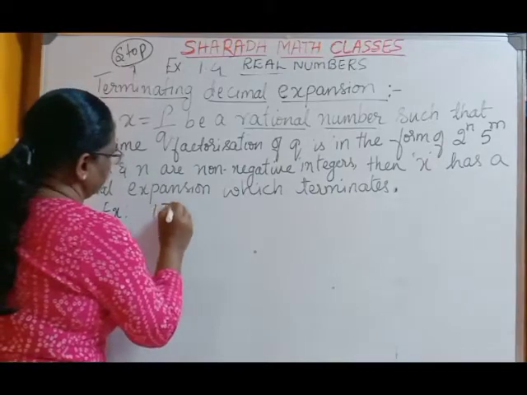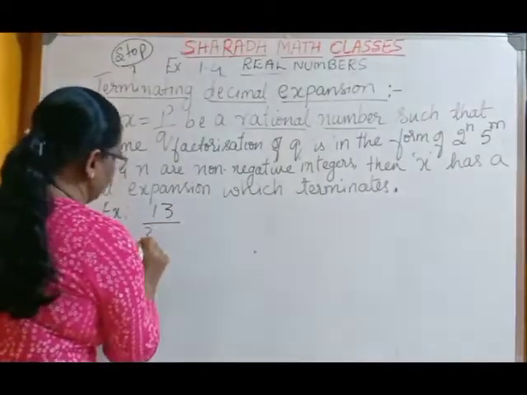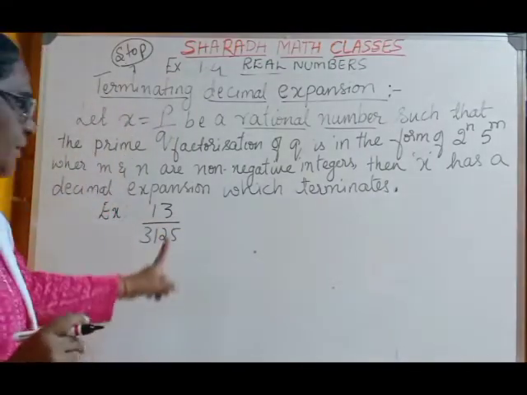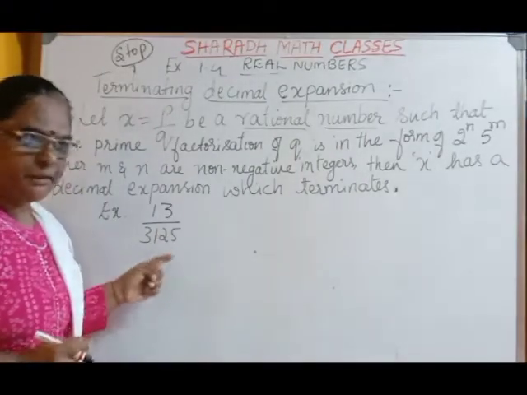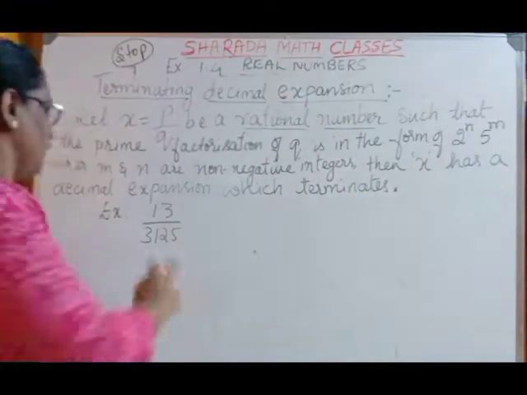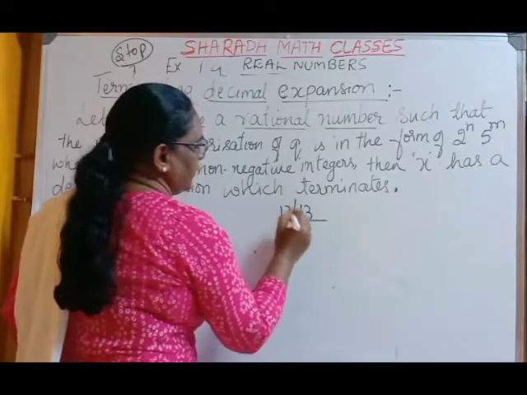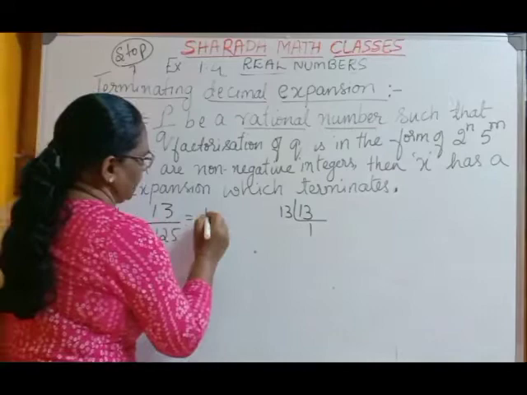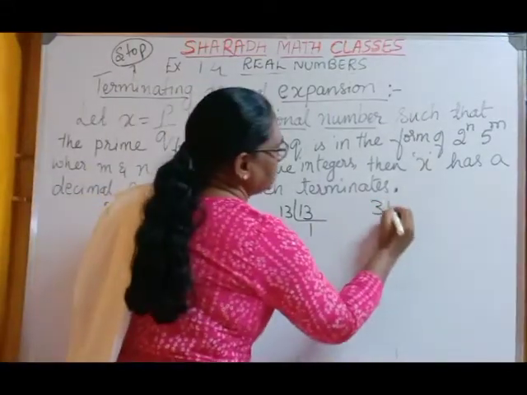Example: 13 divided by 3125. So this is in the form of p by q. Let me check whether q, which is nothing but your denominator, has the factors 2 and 5. First let me find the factors for 13. 13 is a prime number, so it can be divisible only by 13. So 13 can be written as 13 ones are 13. Now 3125.